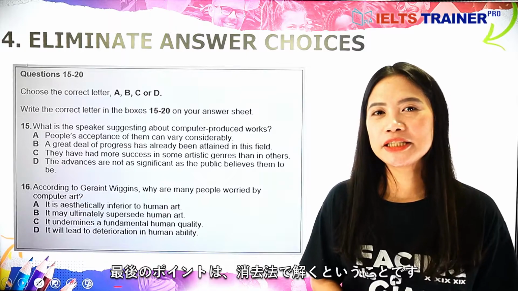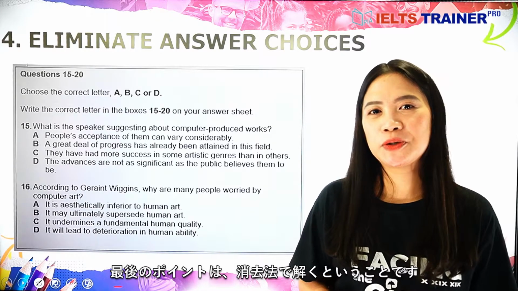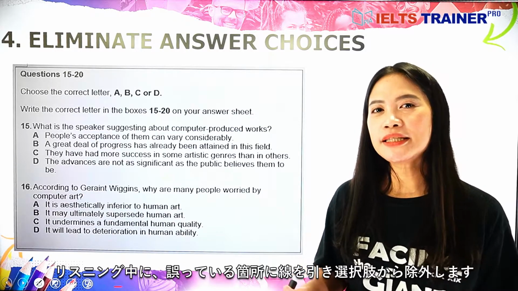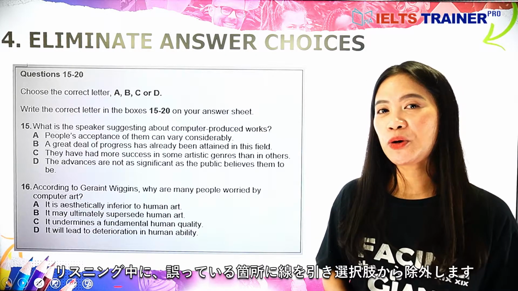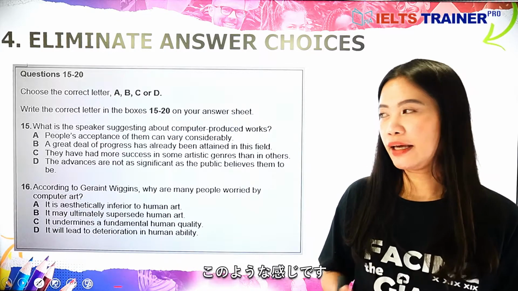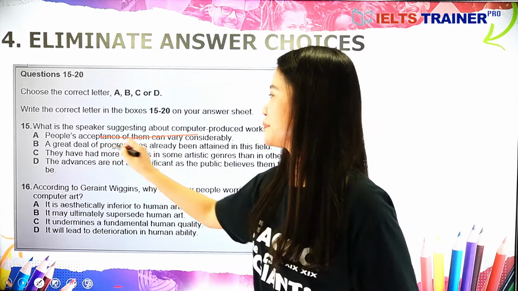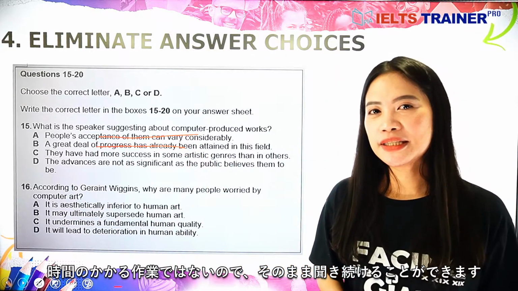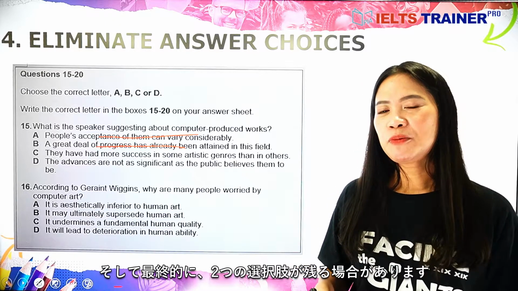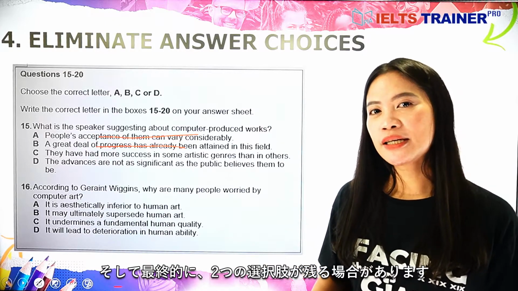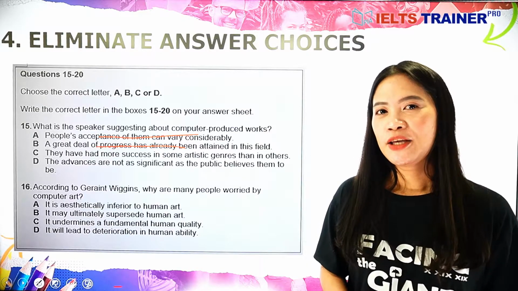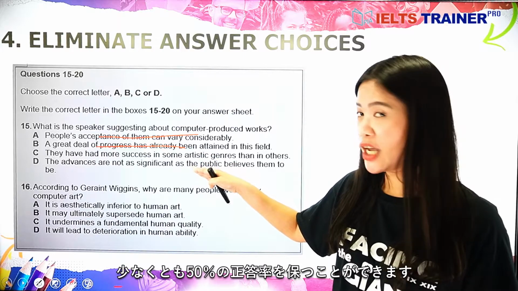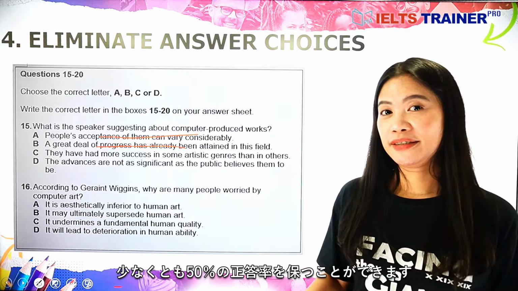And the second to last tip I have here for listening multiple choice is you can eliminate options. While listening, you can remove answer choices by crossing them out like this. It doesn't take a long time to do that. And then continue listening. In the end, you might be left with two options that you didn't cross out. You may not have heard the answer, but at least you have a 50% chance of getting it right.